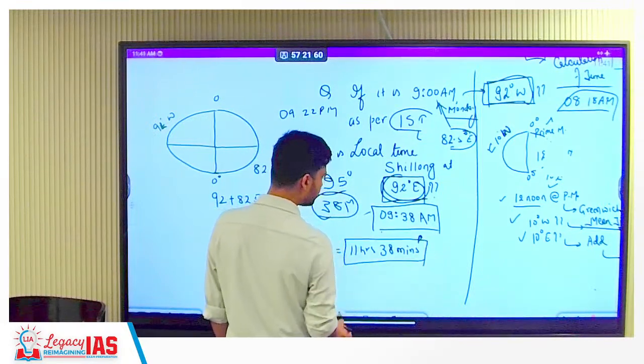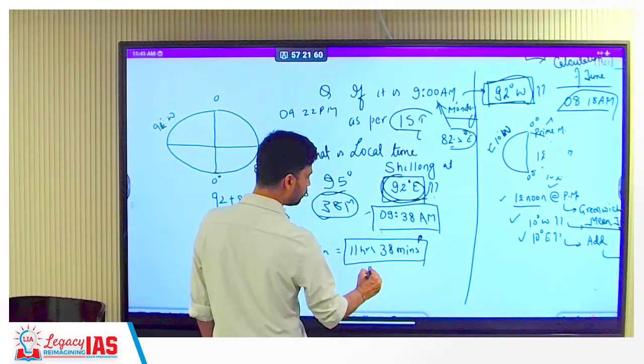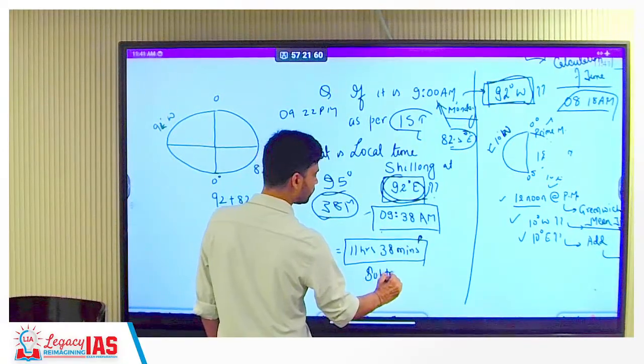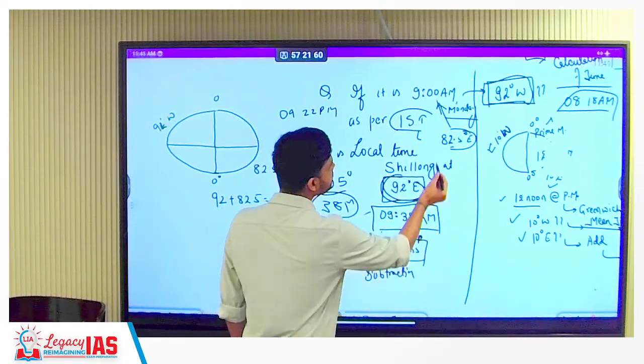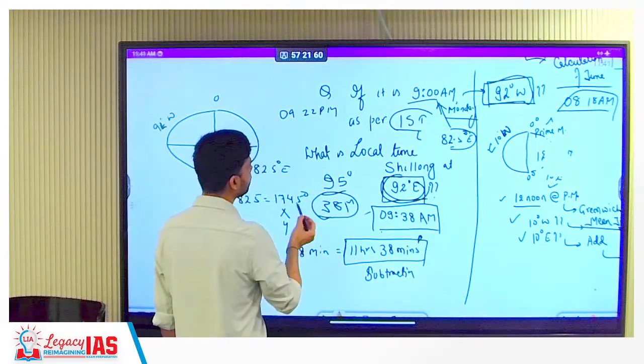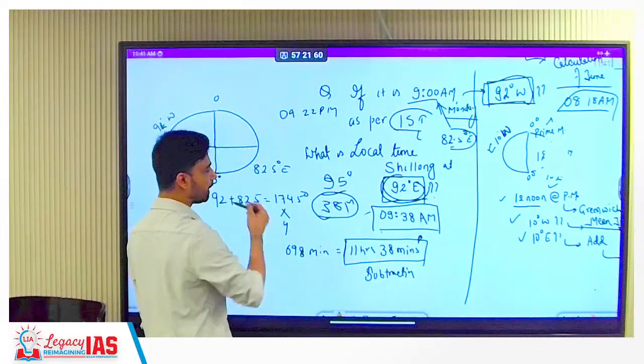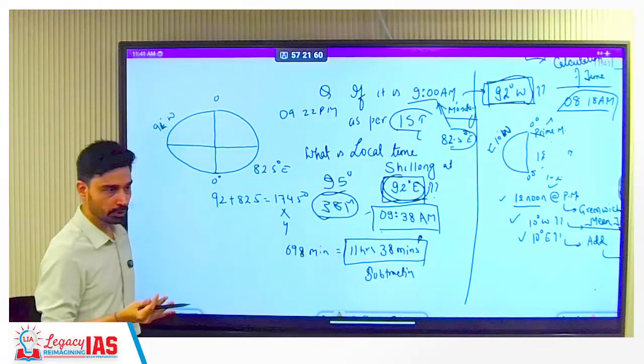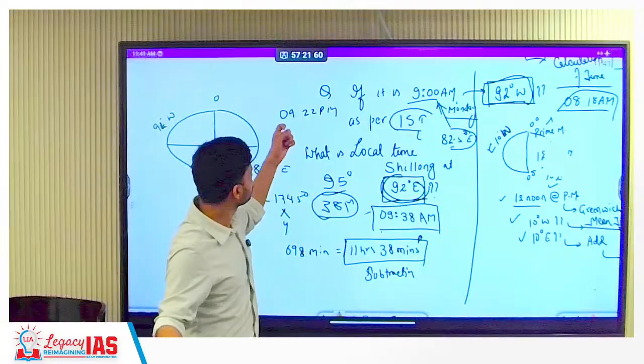And you are moving to the west. That means what would you do? Add or subtract? Subtract. So the time given at IST is 9 a.m. Subtract: 9 a.m. minus 11 hours 38 minutes. What should be the time? If you go 12 hours back, it will be 9 p.m. But you are going only 11 hours 38 minutes back. What should be the time?